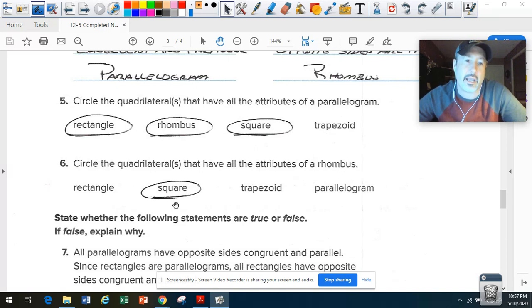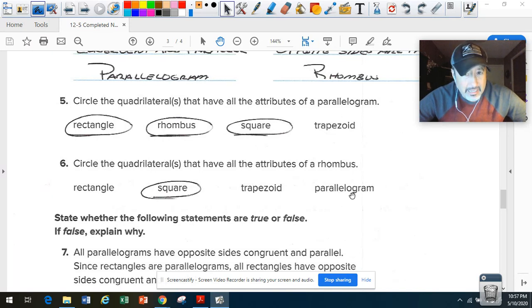Okay, so let's take a look at a rhombus. Does a rectangle have all the same sides? Are they all congruent? Nope. Let's skip the square. Let's go with a trapezoid. Are all the sides the same size? Nope. Next one, in a parallelogram, are all the sides the same size?